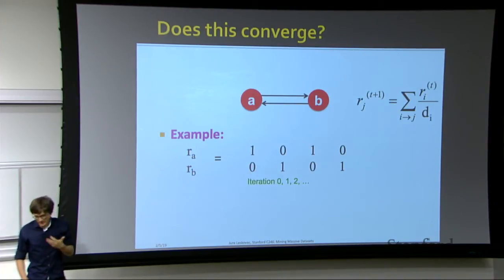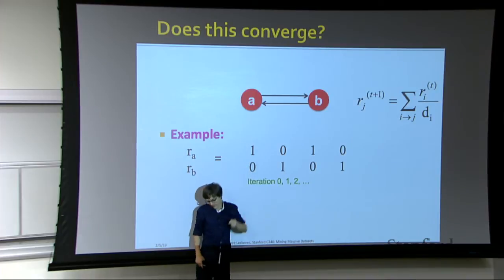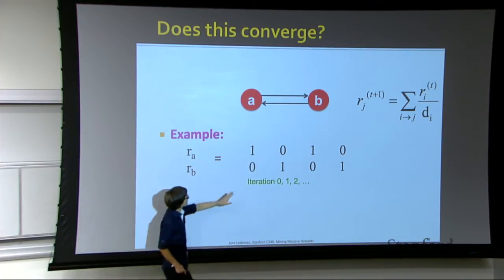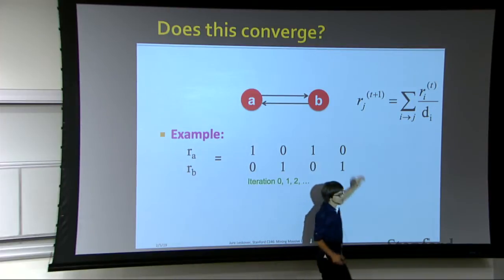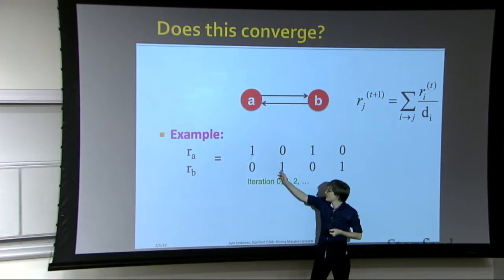It turns out it doesn't converge on all graphs. Here is one very simple web graph with just two web pages, one pointing to another. I start with some initial vector and I multiply with matrix M. And you see this doesn't converge, right? So A has all the importance, sends it to B.